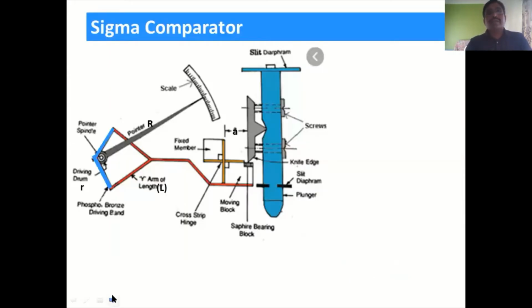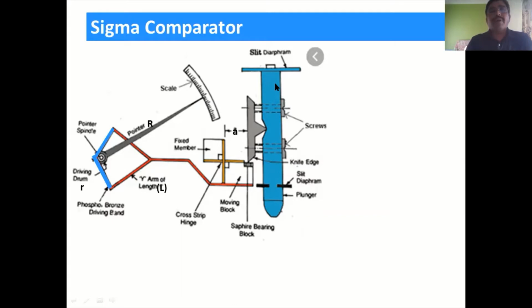First, we'll go for the sigma comparator. Now, this sigma comparator is an example of a mechanical comparator which does not require any power supply as it is a mechanical comparator. There are a number of components in the sigma comparator: plunger, knife edge, moving block, fixed block. This red color is the Y-arm strip, then the driving drum, phosphorus bronze band, pointer, and the scale.